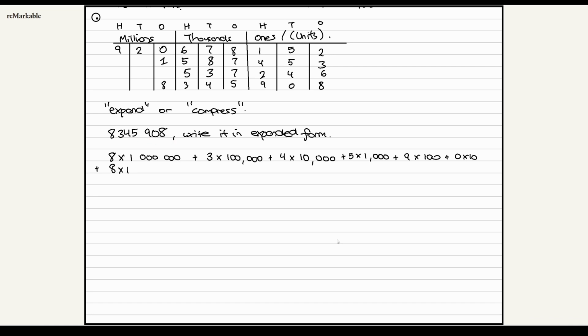Okay, so this is 8,345,908 in expanded form, as you will. So that can kind of help us just get a better idea of what we're looking at and how big this number really is. Because 8 million is a very big number in some cases.